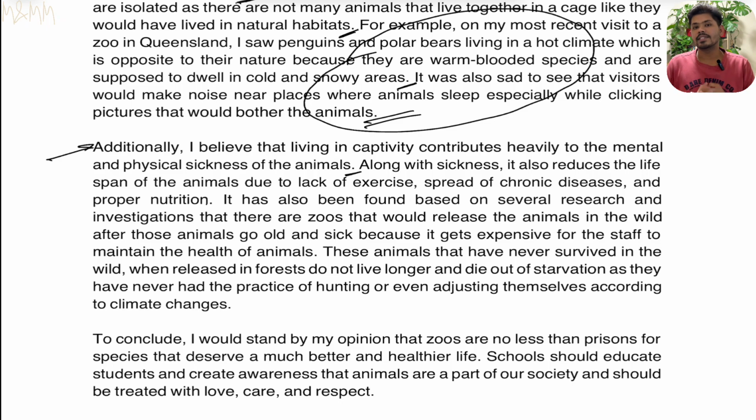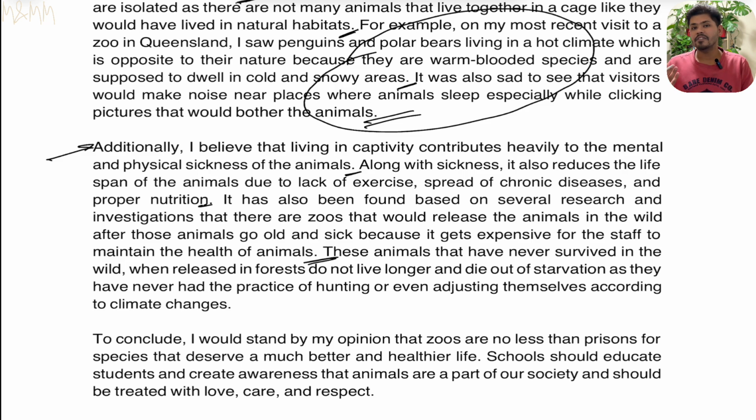That is a sign of poor command over the language, because if you use the same words again and again, you lose marks. So if you have a look, all my ideas are different to each other, my examples are different to each other. Then comes, it has also been found in several research and investigations that there are zoos that would release the animals in the wild after those animals go old and sick, because it gets expensive for the staff to maintain the health of animals.